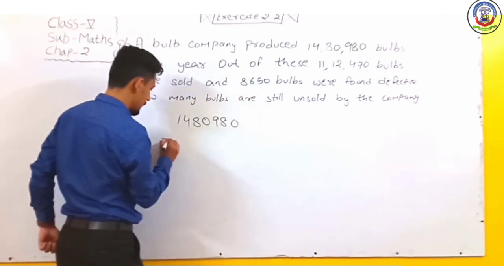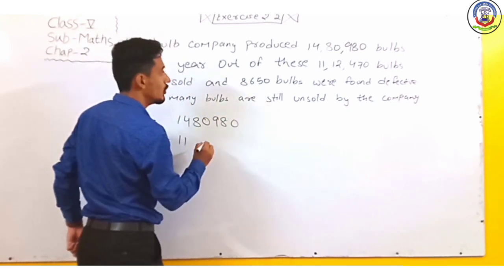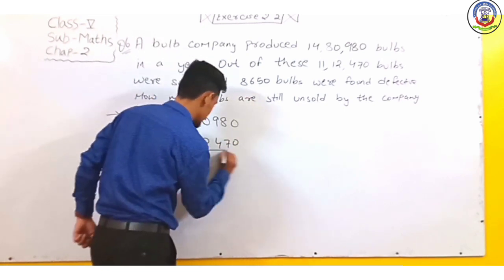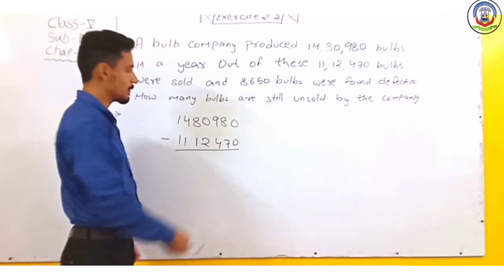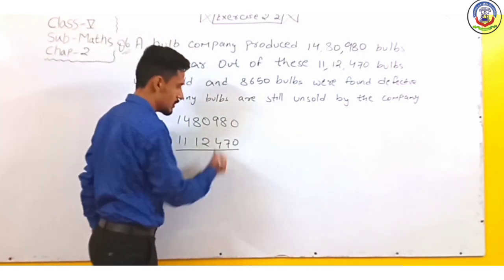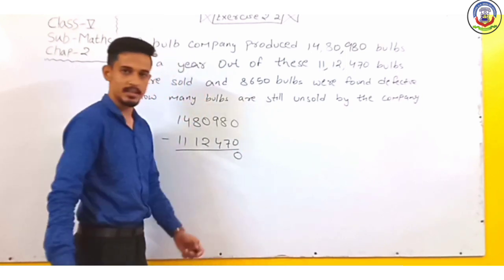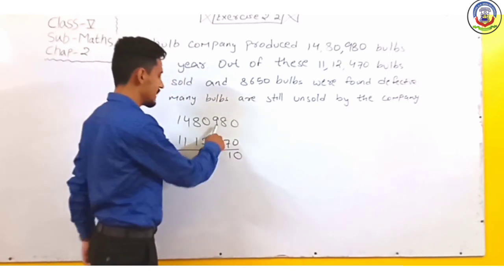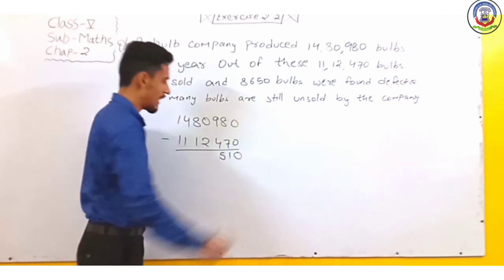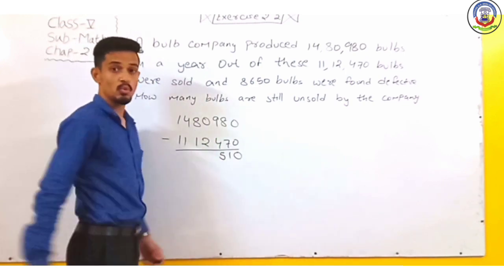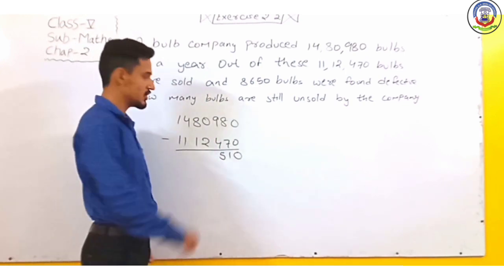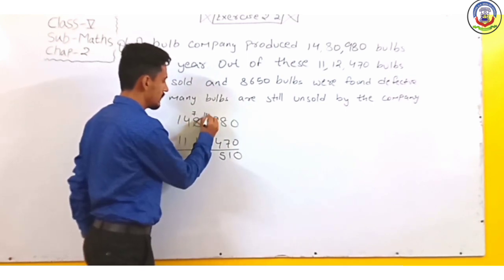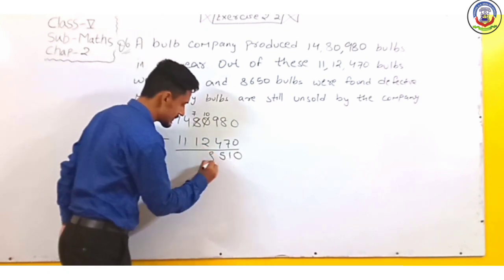14,80,980 subtract 11,12,470. So in this we have to start from rightmost. In rightmost we have 0, subtract 0, so we write 0. Next we have 8, subtract 7, we write 1. Next we have 9, subtract 4, so we write 5. Next we have 0, subtract 2, so 2 is greater than 0, so we borrow from another column. This becomes 7, this becomes 10. Now 10 subtract 2 is 8.